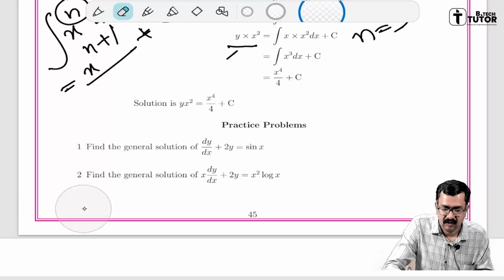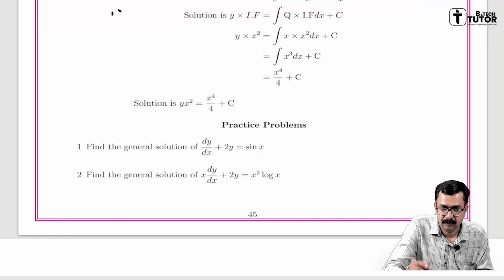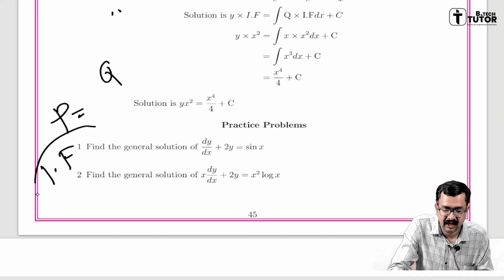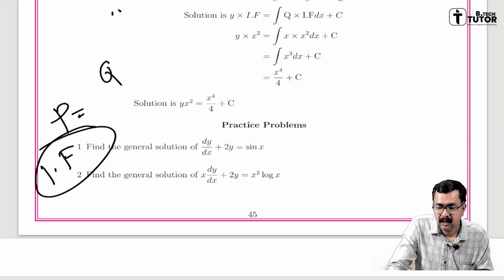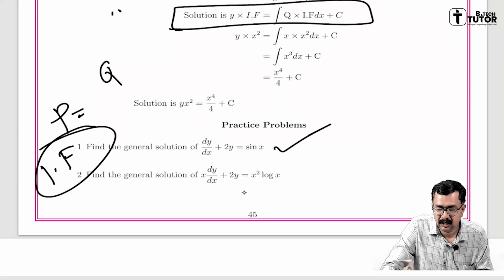What is our first step? First step is find out P, then find out Q, P and Q, then IF, integrating factor. Then using this equation we can solve it. Try these two questions.